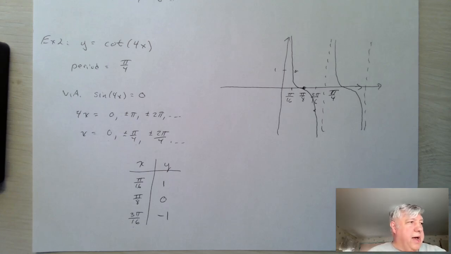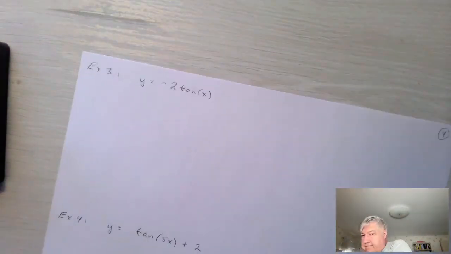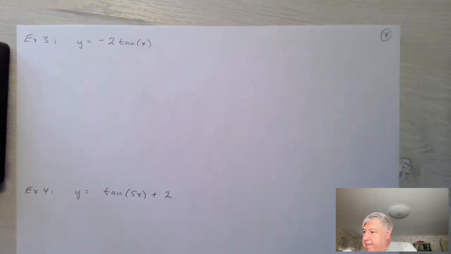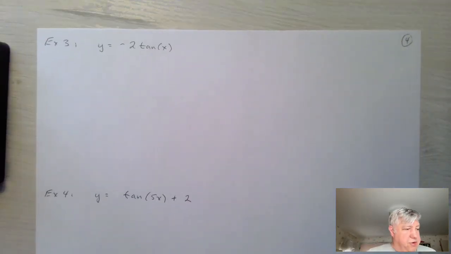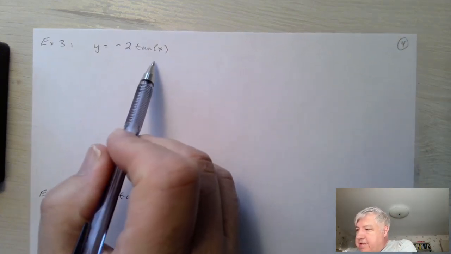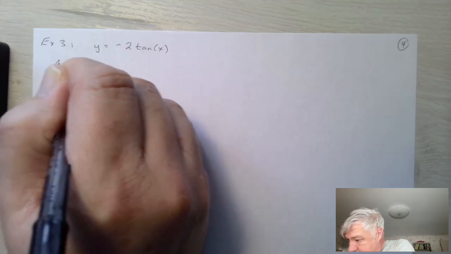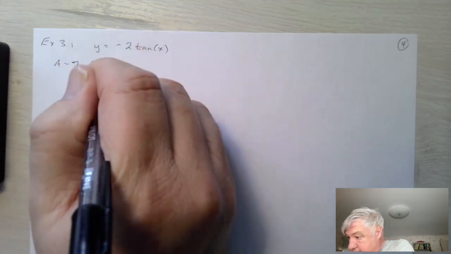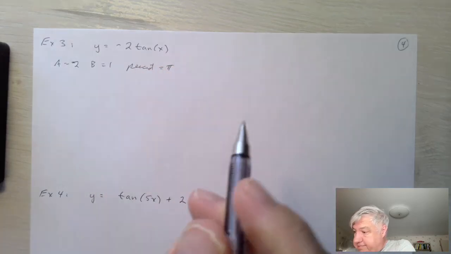Let's look at another example. So we have y equals negative 2 tangent of x. The b in this case is 1, and the a is negative 2. Okay, so the period is just pi.